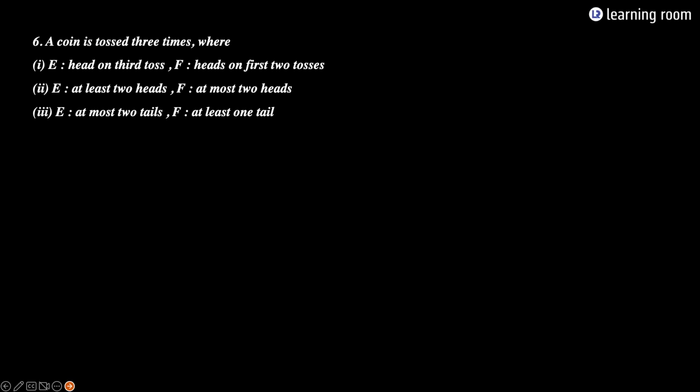A coin is tossed 3 times, where E is head on the third toss and F stands for head on the first 2 tosses. So for problems 6 to 9, we need to find the probability of E given F. So, shall we start?